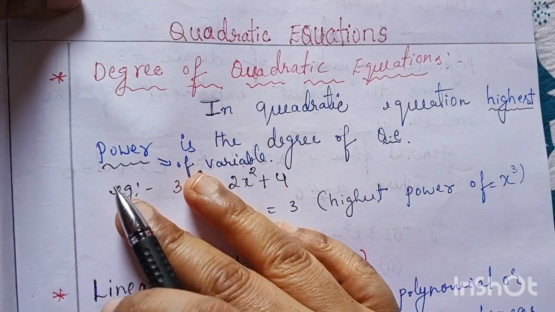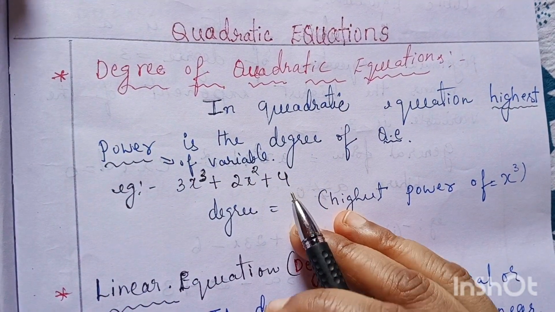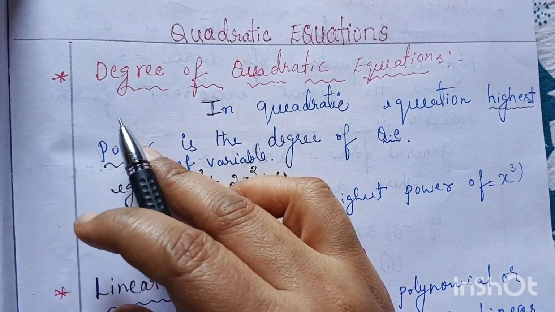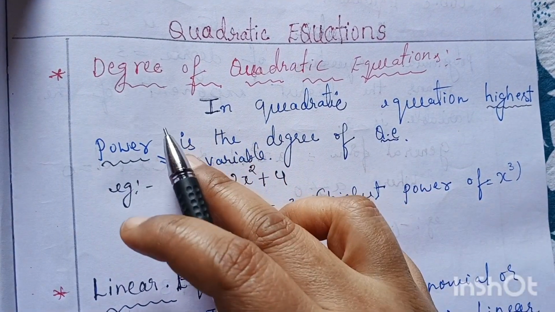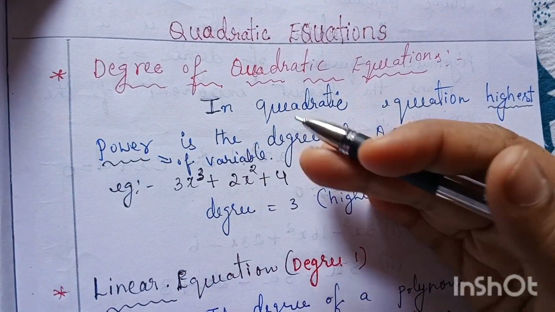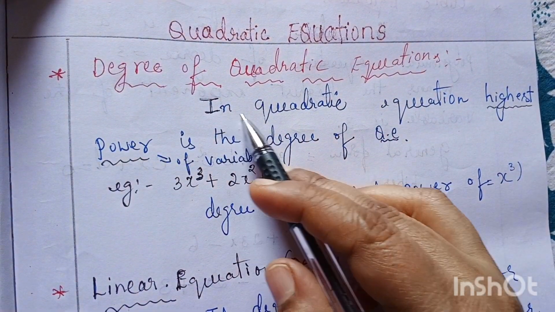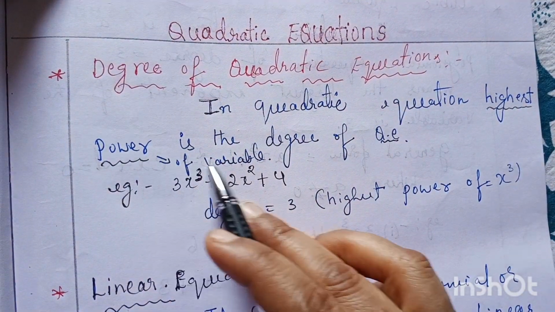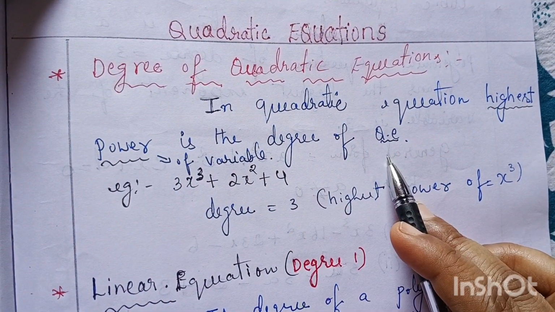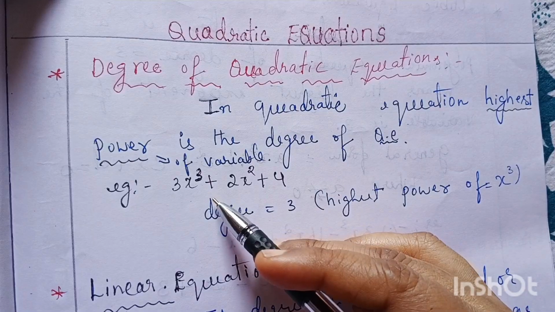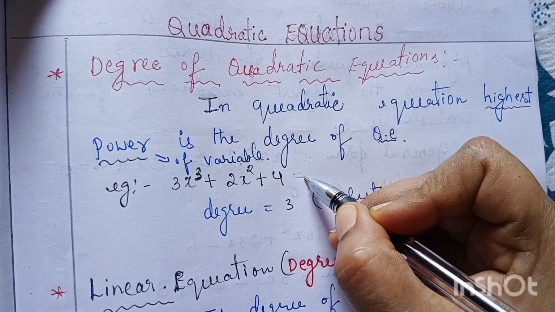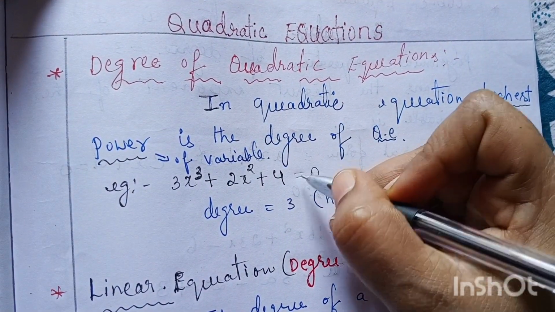Now I have written the quadratic equation important points. So first thing we have to know is what is the degree of a quadratic equation. Knowing the degree of a quadratic equation, we can find the different things. In a quadratic equation, the highest power is the degree of the equation.